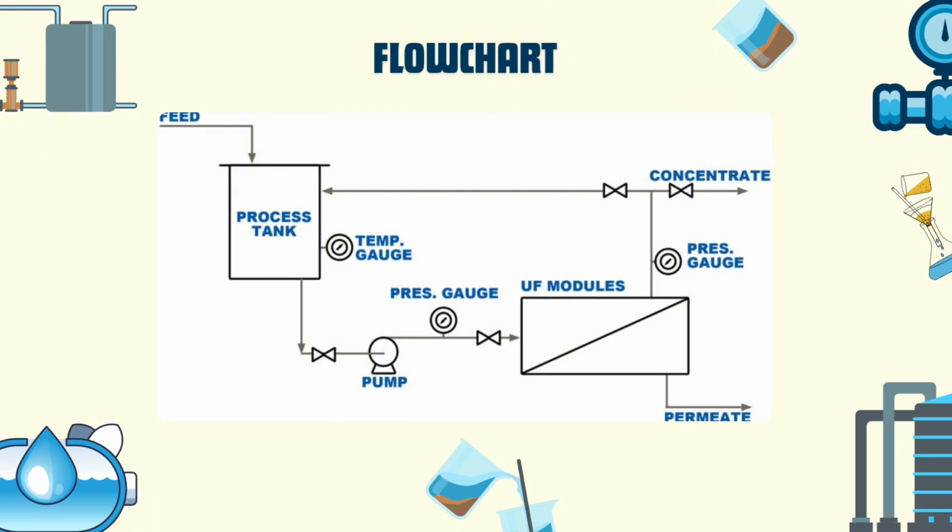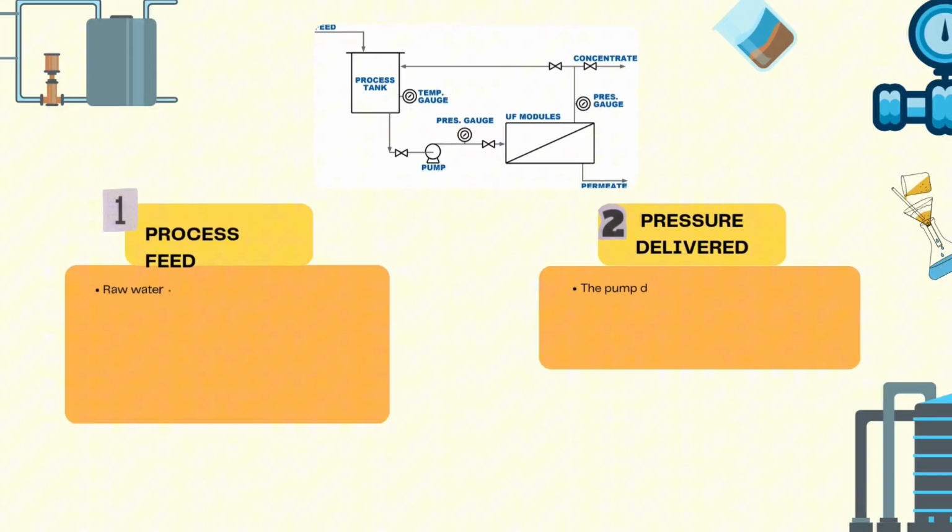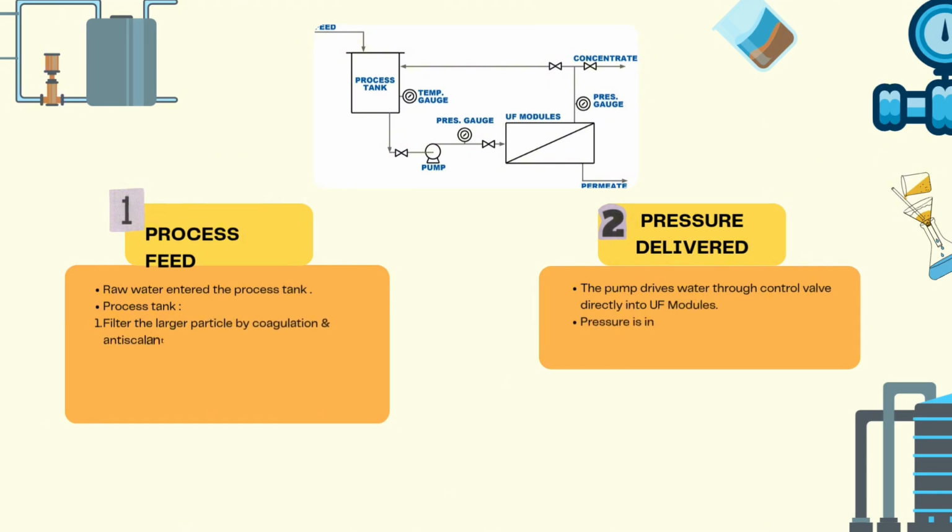So, this is an overview of the chart for the ultrafiltration process in water treatment. For the flowchart of ultrafiltration in water treatment, the first process is the process feed, which is the raw water going into the process tank. In the process tank, we have to remove the larger particles by coagulation and anti-scaling, where we can add chemical compounds such as potassium permanganate and aluminum sulfate as a coagulant, and calcium carbonate as anti-scaling.